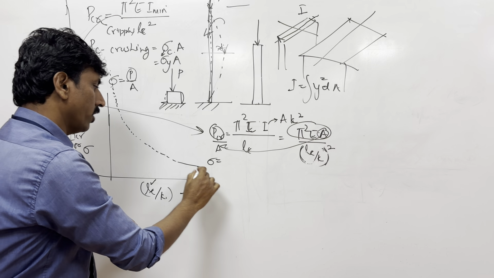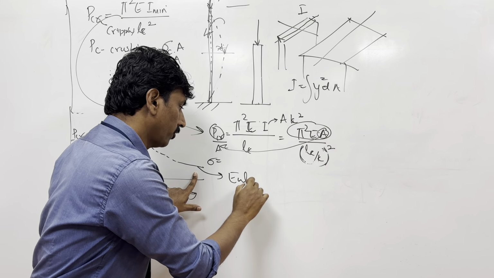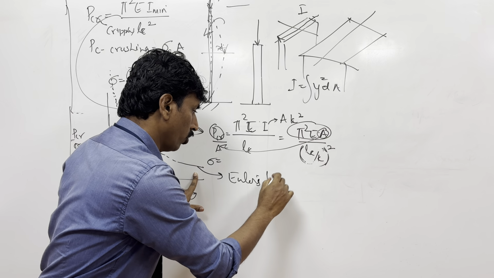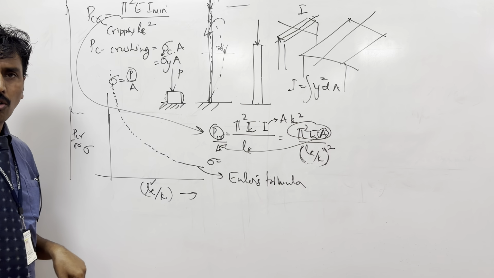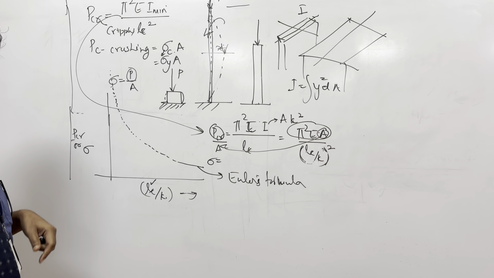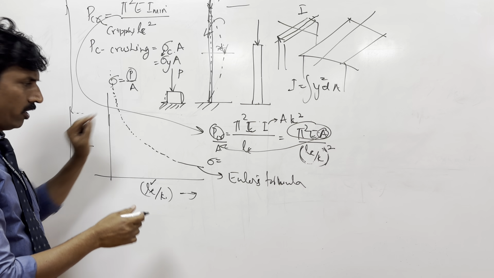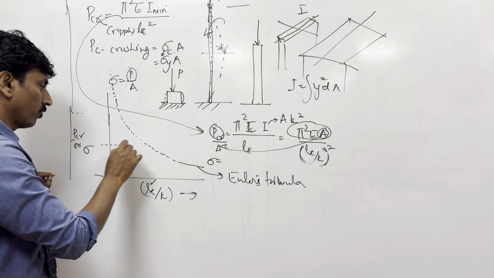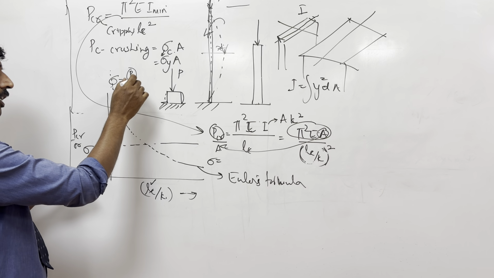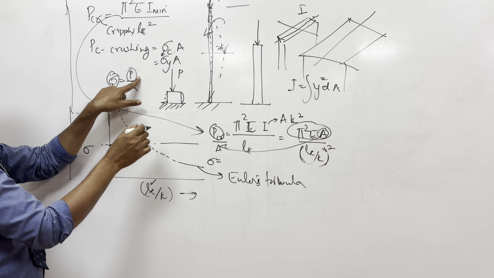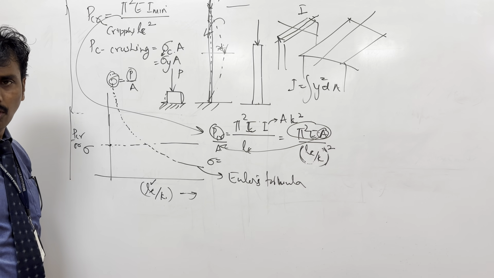Now what you are seeing is the graph that you have plotted for Euler's formula. But the maximum amount of load that these short columns can take is limited by this, because we know the yield stress here. So depending upon that, the maximum which can be taken is this.